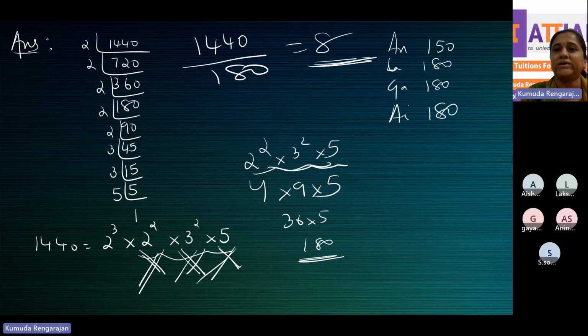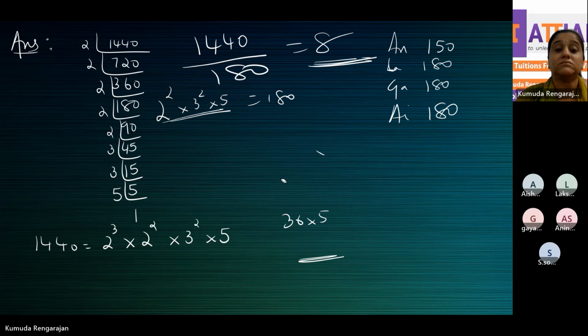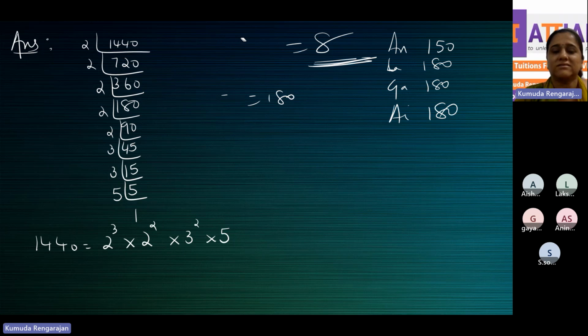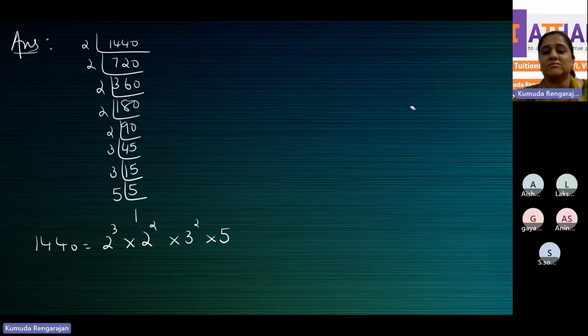As against this method where you're simply taking away the factors that do not occur in triples. You're simply removing them. So you're going to take off 2 square, 3 square, and 5 simply because they don't occur in triples, and the product is 180. So 1440 is to be divided by 180 so that the quotient 8 is a perfect cube. Right? Yeah, correct. Yes, you're right. So 180 is the right answer.